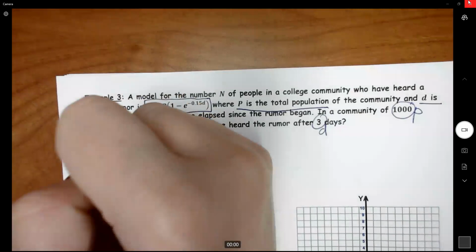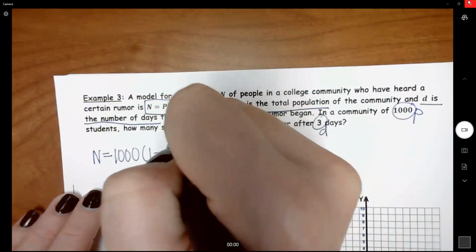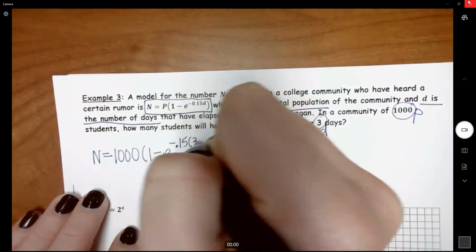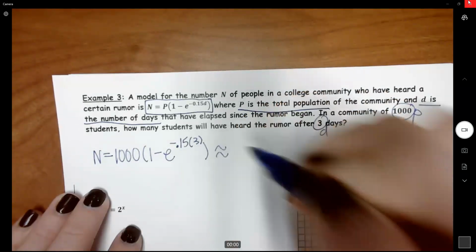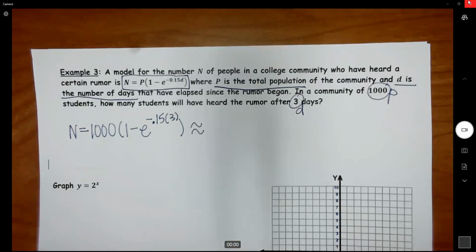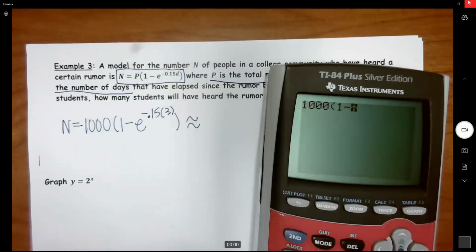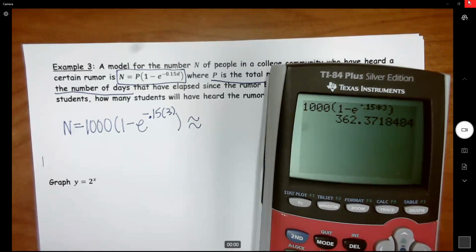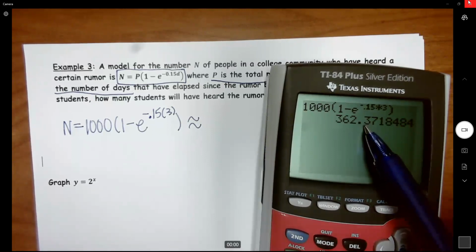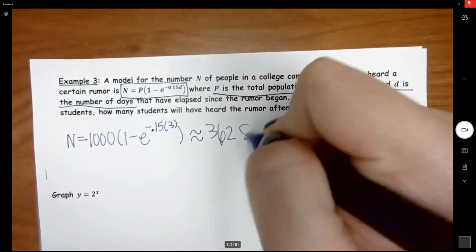We have n equals 1,000 times 1 minus e to the negative 0.15 times 3. So this is calculator work. 1,000 times 1 minus e to the negative 0.15 times 3. And we get about, we're talking about students again, so I'm not going to have 0.4 students. It's going to be about 362 students.